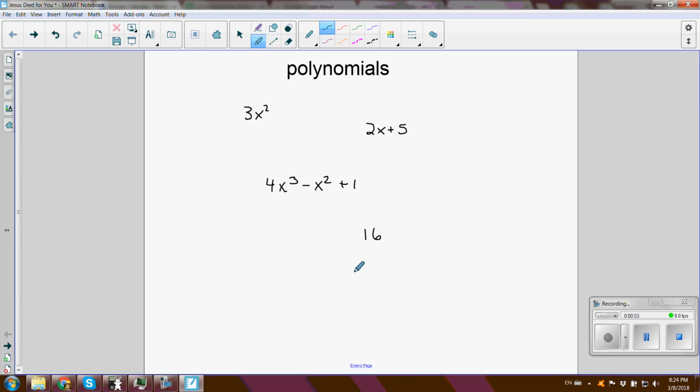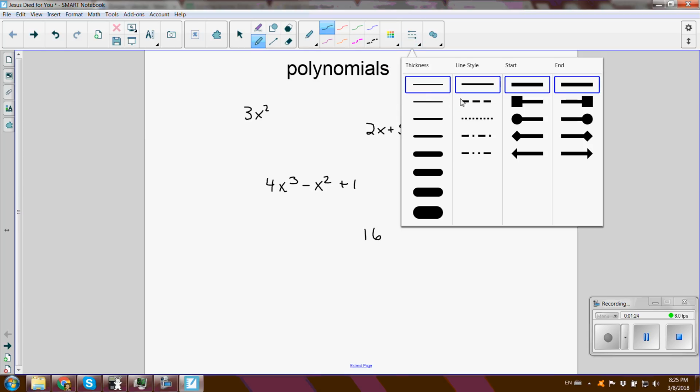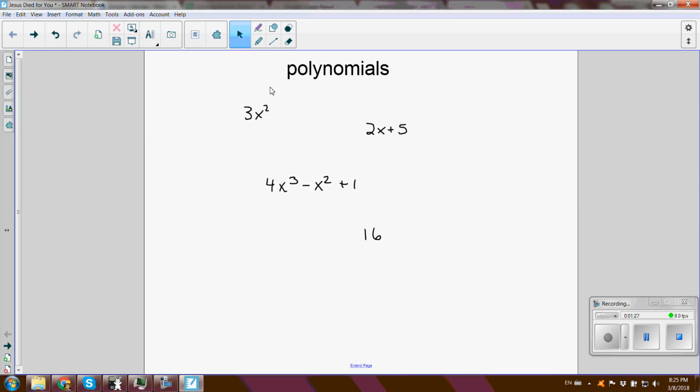16 is a polynomial, believe it or not. And I'll explain how that's true in a second, because you probably start to think that polynomials are just expressions with x in them. So what do you notice about these polynomials? Well, I'll go ahead and explain how 16 is a polynomial. Notice all of the powers of x.